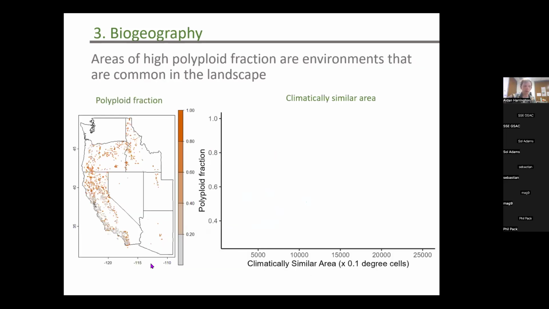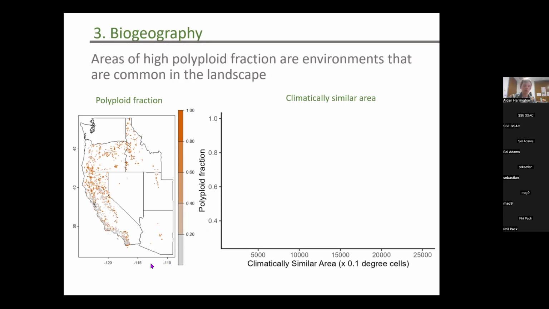And then we can also look and see that areas of high polyploid fraction are environments that are common in the landscape. So this map on the left shows in orange, the more orange it is, the more polyploids occur there. So polyploids are really common in Northern California into Oregon and Idaho, and they're much less common in the coastal areas and Southern California and the foothills of the Sierra.